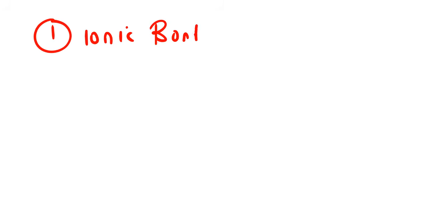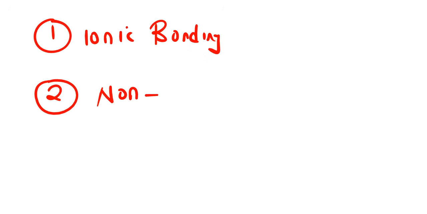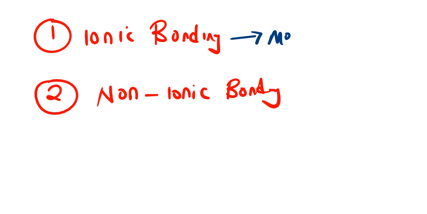Now basically there are two main types of chemical bonding that you should understand. Number one is what is called ionic bonding. Number two is what we call non-ionic. So what's the difference between the two? In ionic bonding, it's a bonding between a metal mostly and a non-metal.